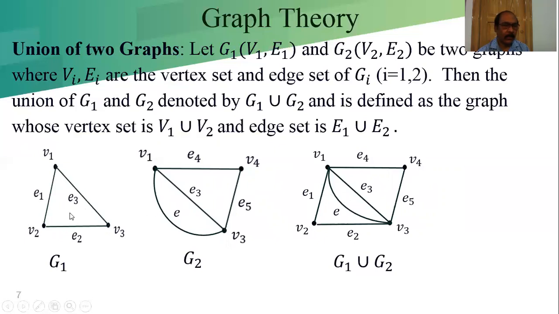Now, combining these, we will get V1, E1, V2, E2, V3, and these two edges are there. E3 is common and the other edges are not common, that's why E3, E4, E5. This is the union of the two graphs.